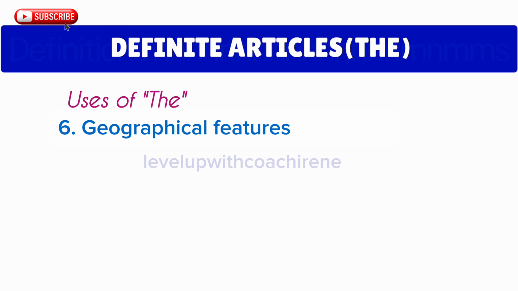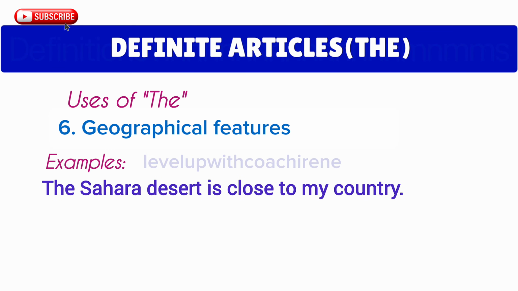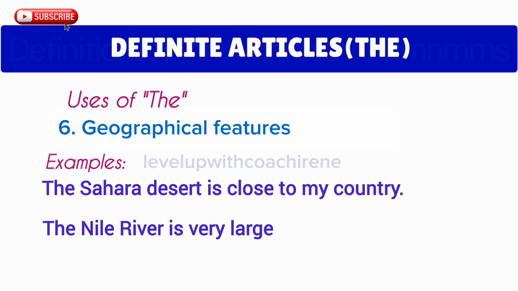Number 6. The is used when referring to geographical features. For example, the Sahara Desert is close to my country. The Nile River is very large. In these examples, you can see that the definite article the indicated specific nouns.